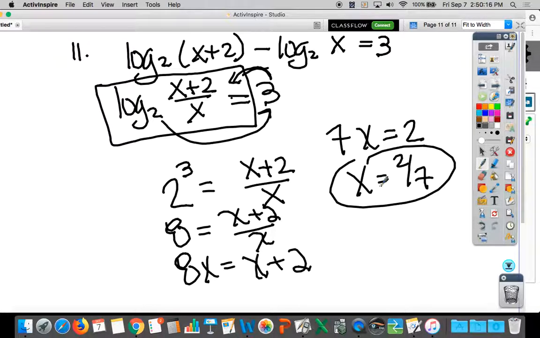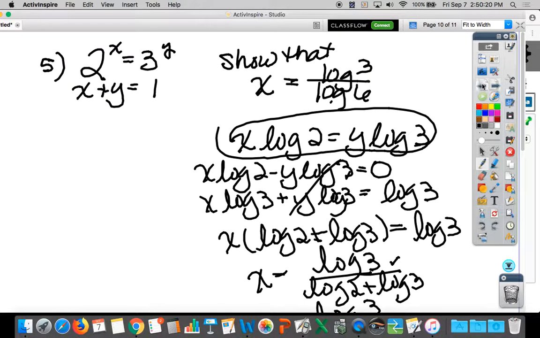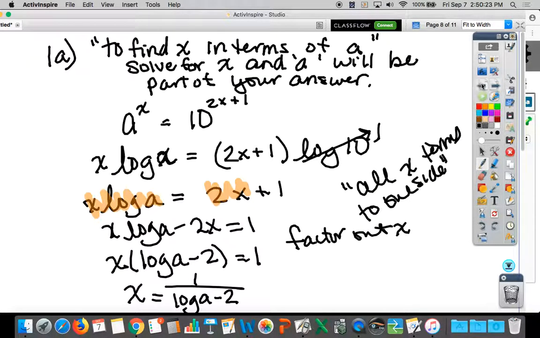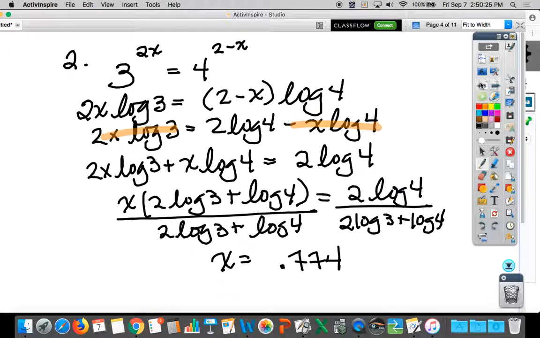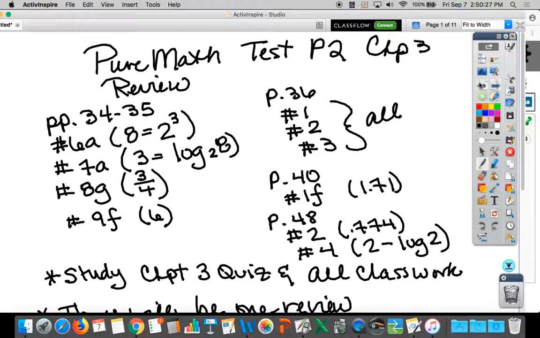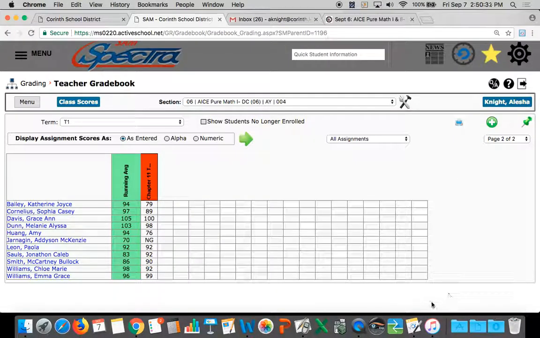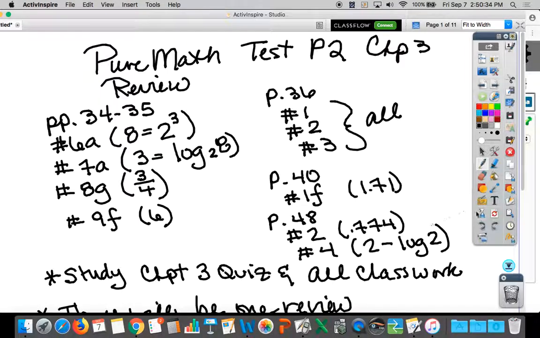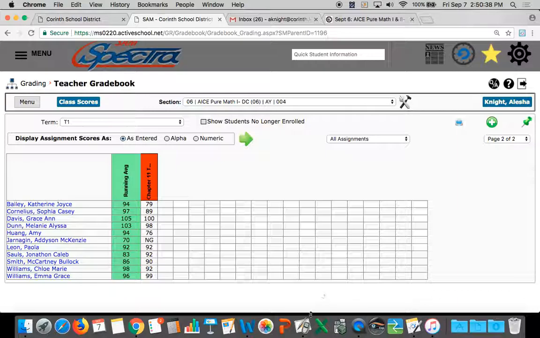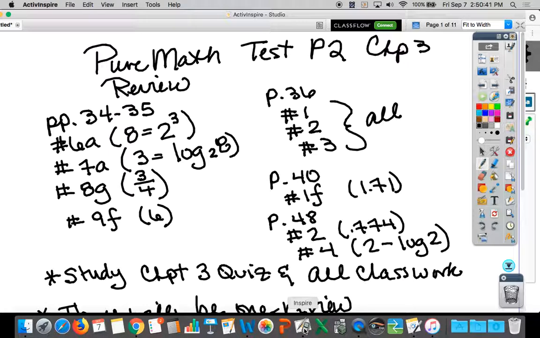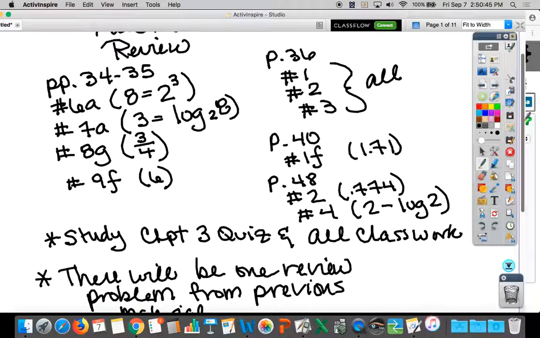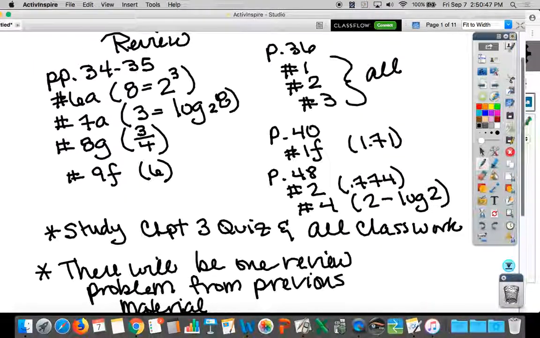Okay, guys, so here's the deal. Go back. This is what's going to be on your test. I should have expanded this out. All right, all of this is going to be on your test.